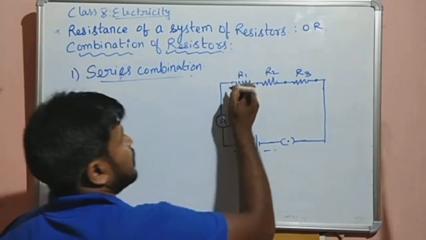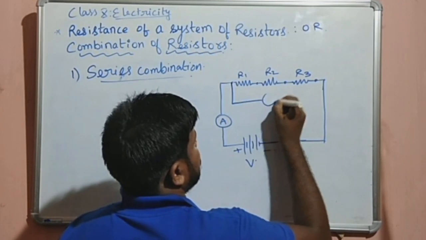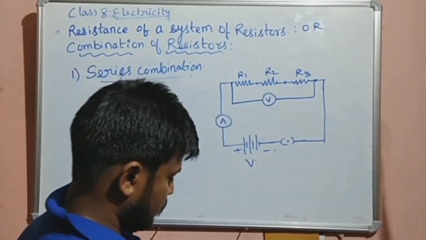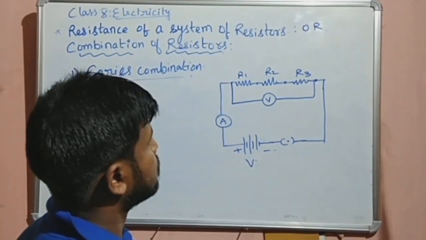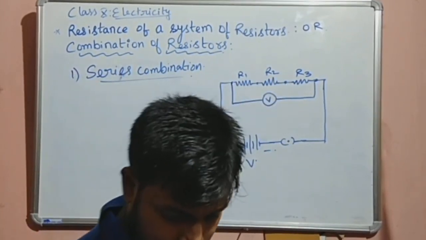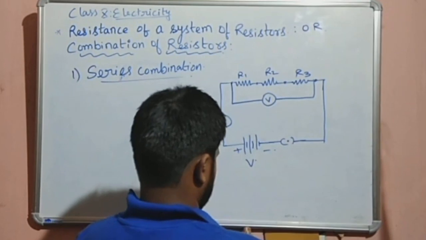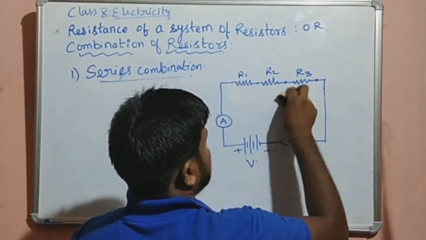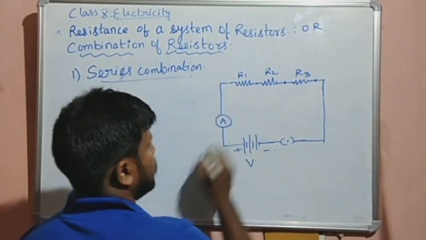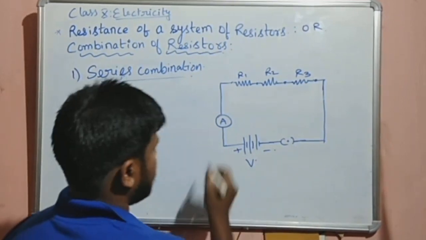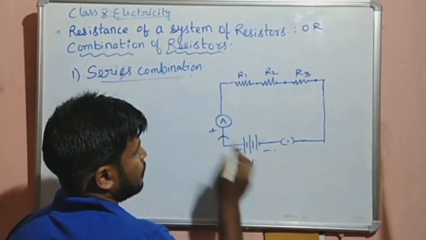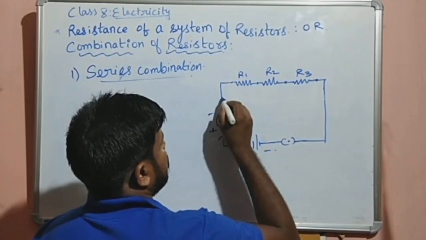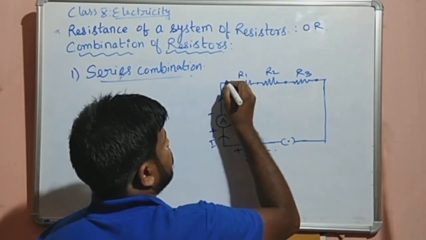In series combination, we connect a voltmeter to measure the potential difference across these three resistors. But here one thing is important, we will connect them later on. First of all, suppose the V volt battery is producing a current I, which will be measured by this ammeter. Then the current I will flow here.